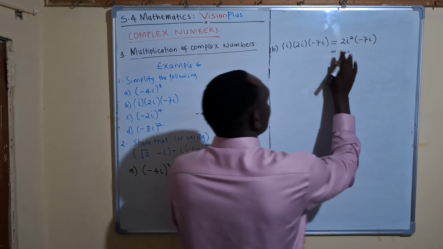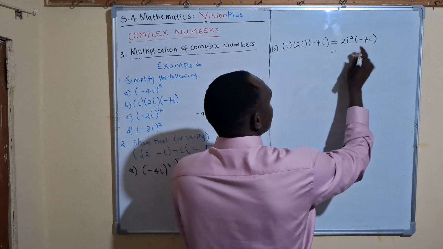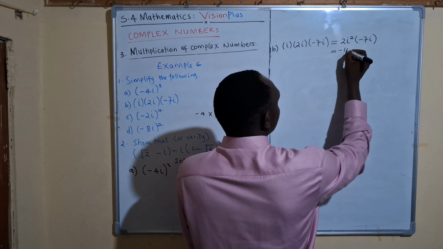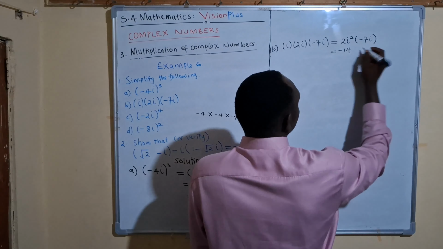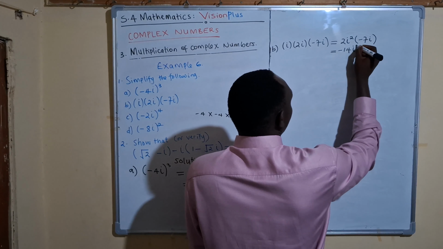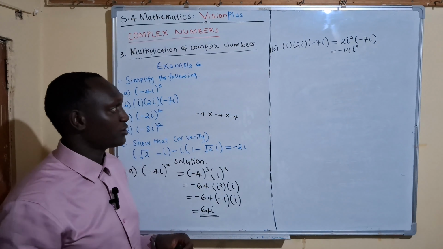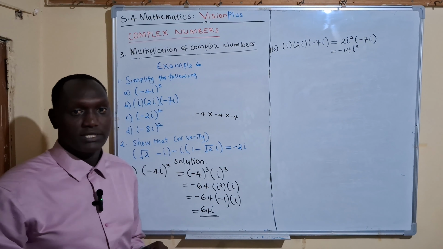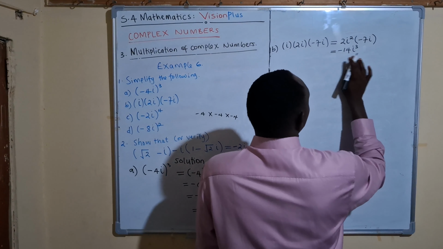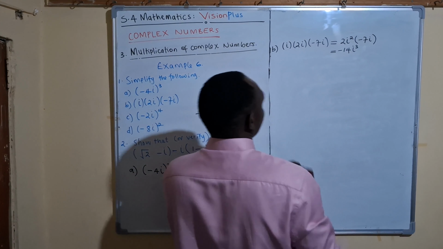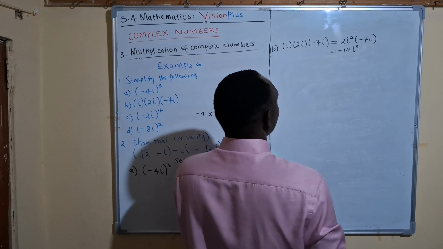So now the next step is, what is 2i squared times negative 7i? 2 times negative 7 is negative 14. i squared times i, you simply add the powers. That becomes i to the power 3. If you are not okay with indices, make sure to watch the playlist that we have on this channel. This gives us negative 14 i cubed. That is true. Now from here, what can we do?